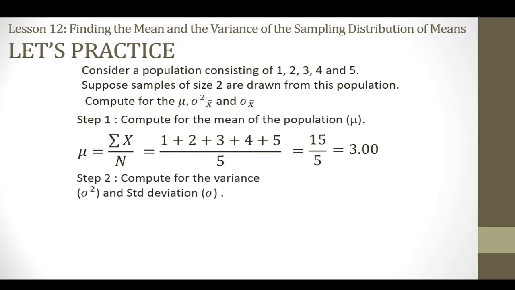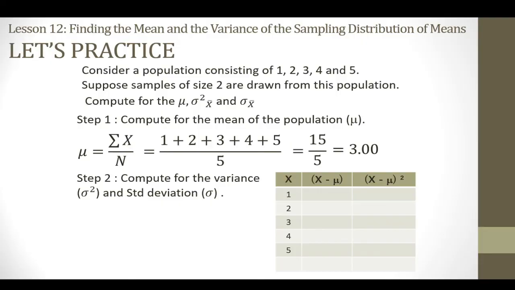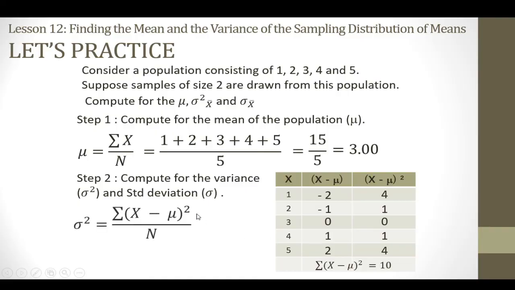Next, we compute for the variance and the standard deviation. Take note, this is the population variance and standard deviation. So, I create a table, then I subtract the mean from the individual elements. So, isusubtract ko yung 3 from the elements, iyan ang makukuha natin. Next, again, we square the results that we have obtained in this column. So, i-square lang natin yan, then we add the results, which is 10. Then, we divide this result to the number of population, which is 5. Therefore, our population variance is equal to 2.